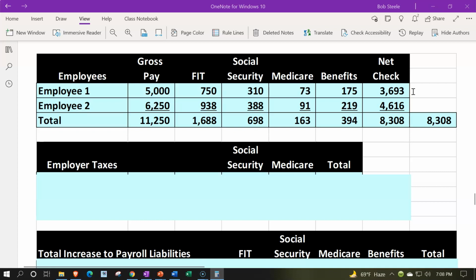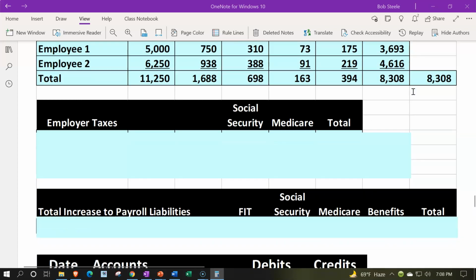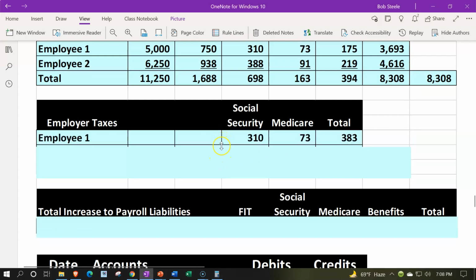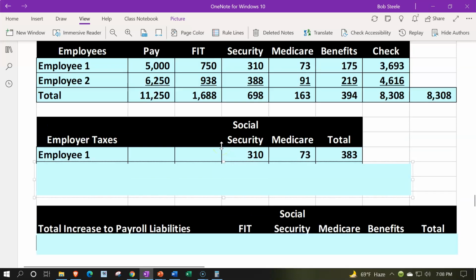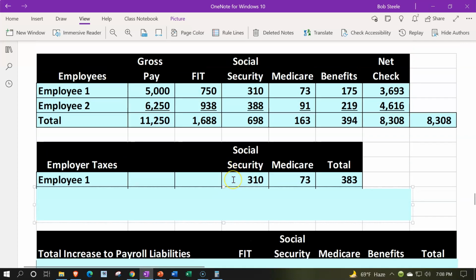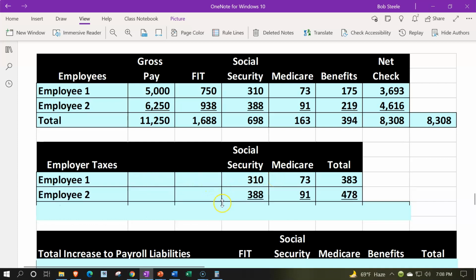So when we reconcile, we'll have to deal with that in the reconciliation process and make sure that we are aware of that to make the reconciliation as easy as possible. Then we've got the employer taxes, which will say that employer taxes includes our portion of Social Security and our portion of Medicare for employee 1, our portion of Social Security and Medicare for employee 2.